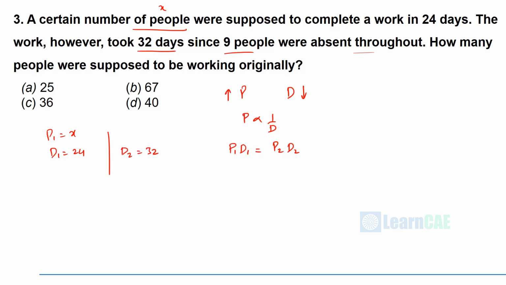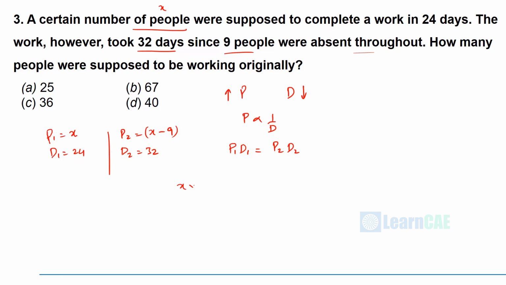Since 9 people are absent throughout, P2 will be equal to X minus 9. So originally the number of people is given by X, and finally only the remaining people other than the 9 are working. That is X minus 9. Since 9 people are absent, the number of people working for the 32 days is X minus 9. So we shall apply this formula. P1 D1 is equal to P2 D2.